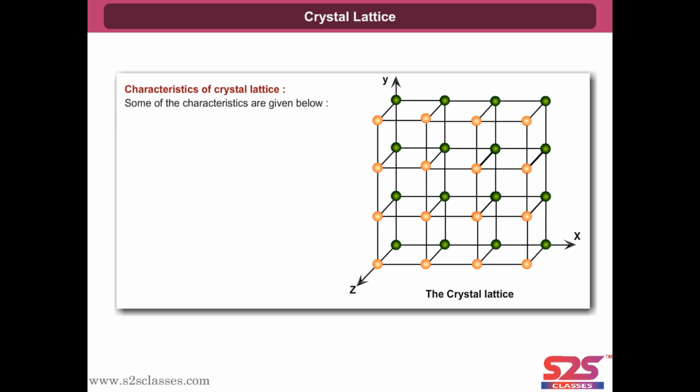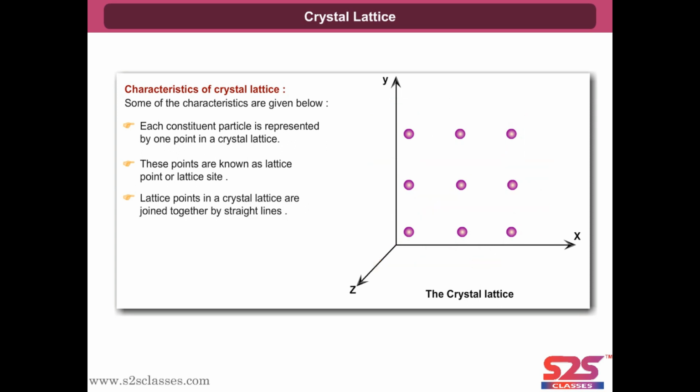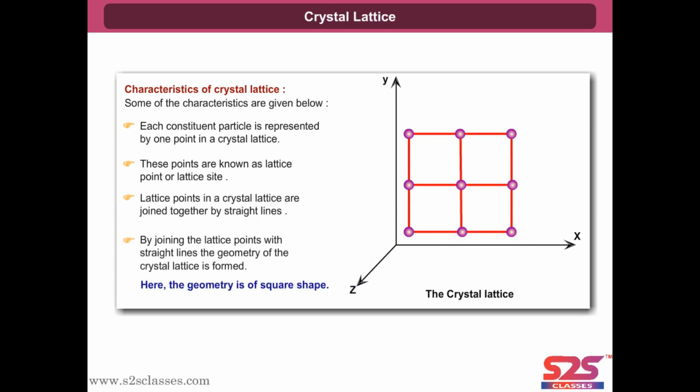Some of the characteristics are given below. Each constituent particle is represented by one point in a crystal lattice. These points are known as lattice points or lattice sites. Lattice points in a crystal lattice are joined together by straight lines. By joining the lattice points with straight lines, the geometry of the crystal lattice is formed. Here, the geometry is of square shape.